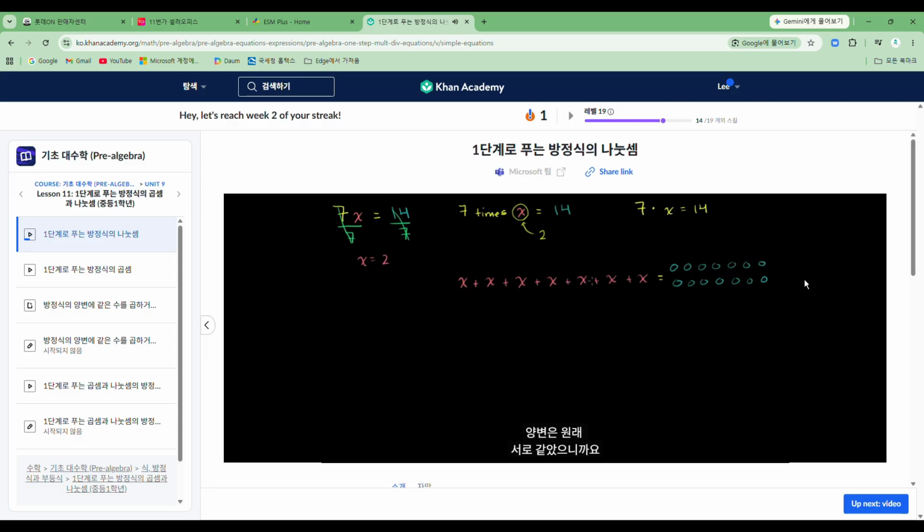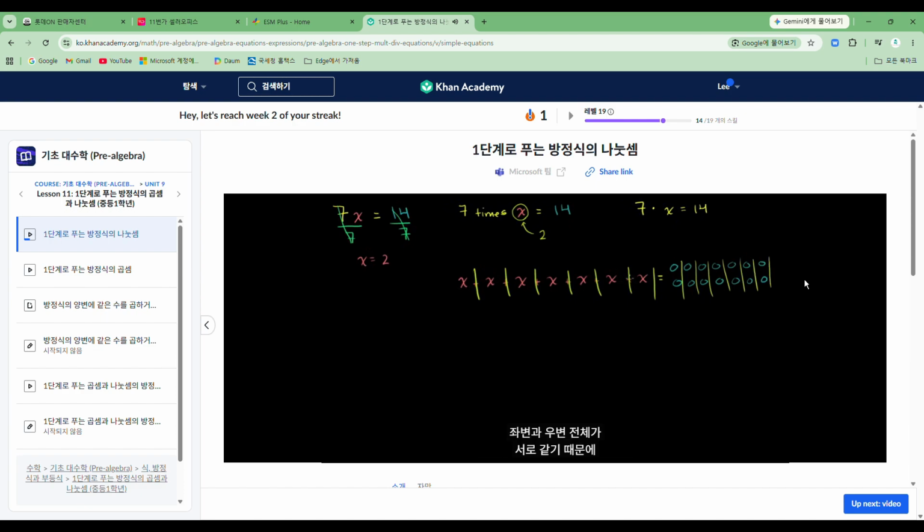So if I divide the left-hand side by 7, let me divide it into 7 groups. So there are 7 x's here. So that's 1, 2, 3, 4, 5, 6, 7. So it's 7 groups. Now if I divide that into 7 groups, I'll also want to divide the right-hand side into 7 groups. 1, 2, 3, 4, 5, 6, 7.